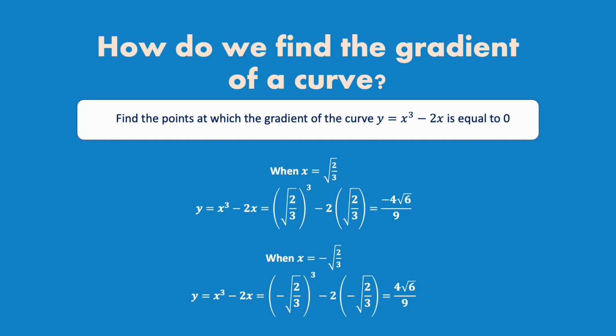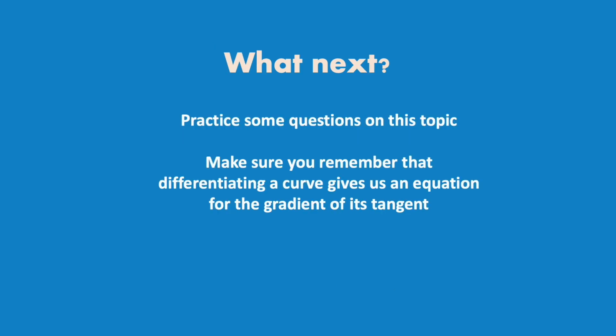So that has covered some of the main highlights of this topic. Main thing is, just know that dy dx means gradient, okay? So whenever you're asked to find the gradient of a curve, they're actually just asking you to differentiate. So what can you do next? I would say practice some more questions on this topic, and just don't forget that when we differentiate a curve, it gives us an equation for the gradient of its tangent.